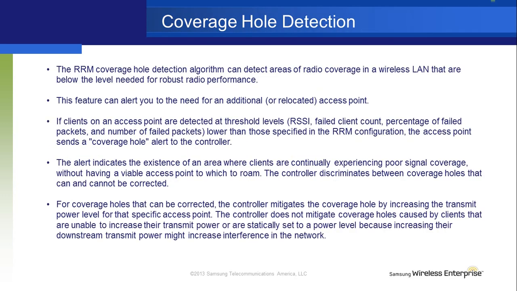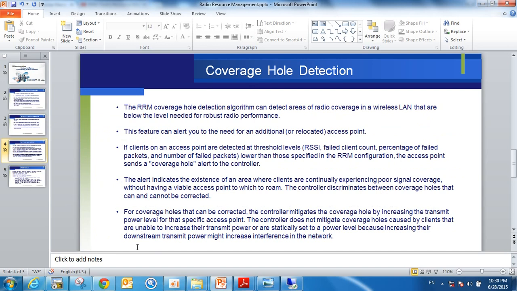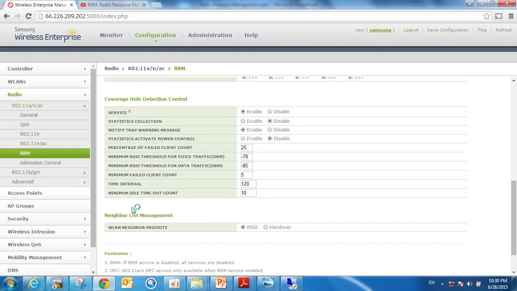But it does not necessarily fix it. So you have to be very careful when increasing that power level, because it can also increase co-channel interference. So it's a very difficult algorithm that you run behind the scenes to make sure that the environment is well taken care of. If you look at the parameters here for coverage hole, we obviously have to keep the feature enabled. You want to keep a trap warning, so that goes to your management platform. And we are going to dedicate a video to WEM where this kind of information is sent.